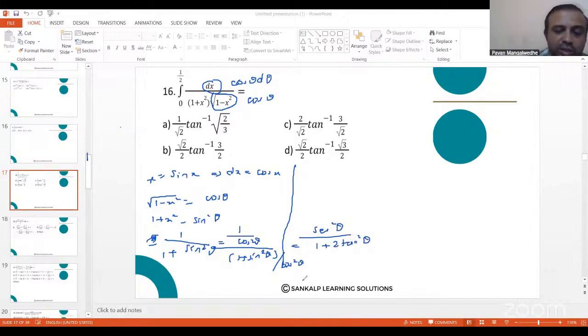So in 1 plus 2 tan square theta, you treat u is equal to tan theta. If u is equal to tan theta, then du will become sec square theta d theta. Du is equal to sec square theta d theta. Now the next step: I is equal to the integral of du upon 1 plus 2u square.